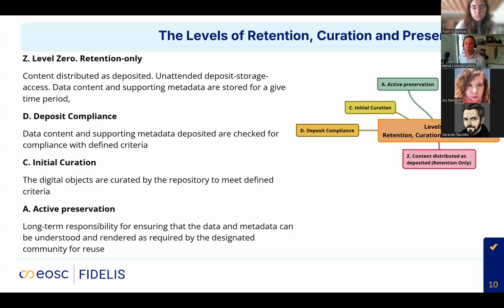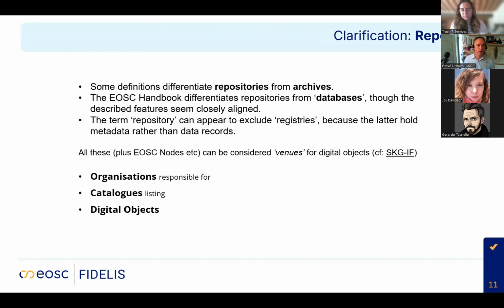So within the matrix, what we've done is we've adopted this set of tiers, the levels of retention, curation, and preservation, initially developed and validated through the Core Trust Seal, to look at the different levels of service, ranging from retention only, with content distributed as deposited, which is basically an unattended deposit storage and access system. Deposit compliance levels, where data content and supporting metadata deposited are checked for compliance with some defined criteria, up to an initial curation service where the digital objects are curated to ensure they meet some sort of criteria. And the top tier there is active preservation, where there's long-term responsibility for ensuring that the data and the metadata can be understood and rendered as required by the designated community for reuse. So we've selected these because they allow us to drill down into the different types of transparent information that they imply across those activities and functions.